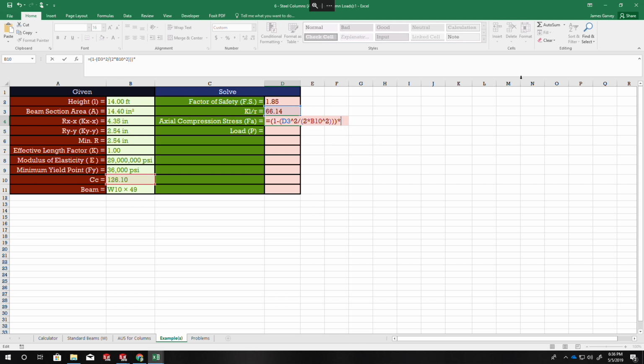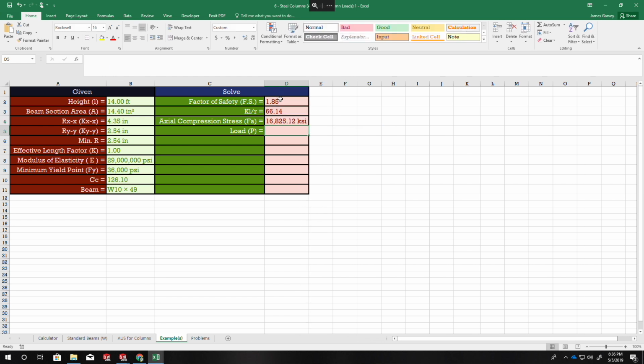That times our Fy divided by our factor of safety. And I do believe that is correct. Oh, it's almost there, but that's KSI. This is in PSI, so taking all of that divided by 1,000. There we go. 16.83 KSI, which is what they also have basically in the text.